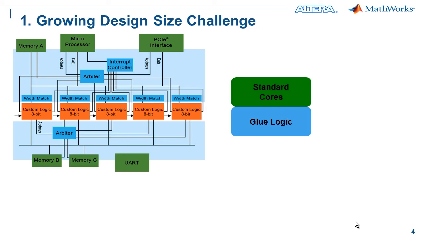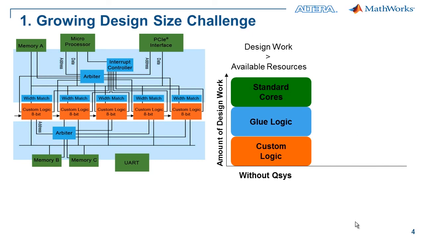And finally, there's the orange blocks. This is your custom logic. This is the part of the design where you want to spend most of your time and resources. It's your unique algorithm, and this is where your company often expects you to spend most of your time.